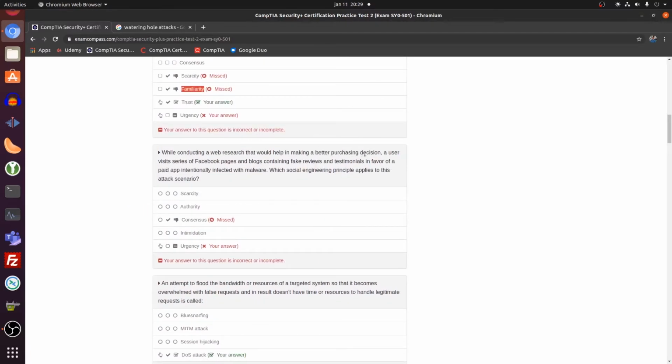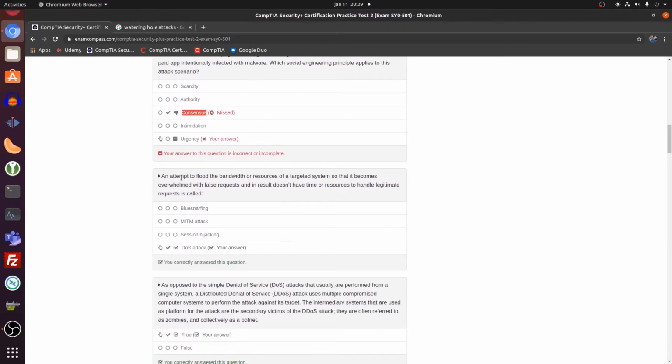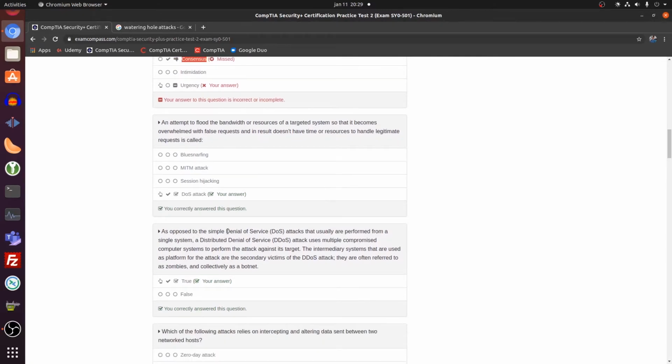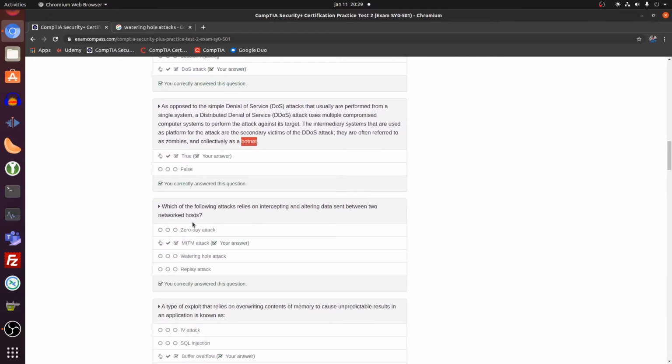Conducting a web search, better purchasing decision. I missed one. I missed consensus. Okay. And the answer I gave was not right, so it was only consensus. Okay, now flood the bandwidth of resources of targeting system. DoS attack. Denial of service. DoS, you have a DDoS. That was with a botnet. Yes, true.